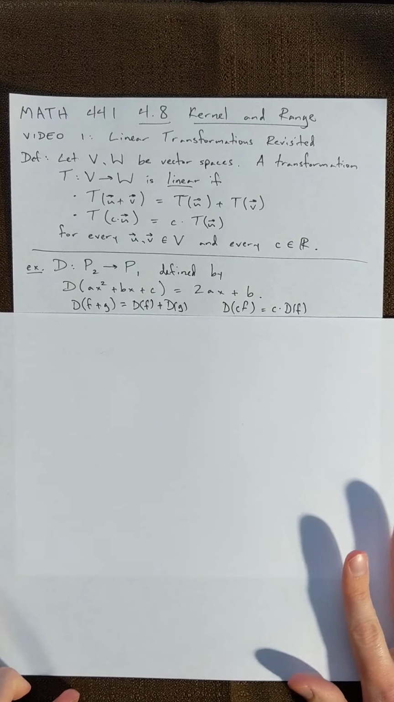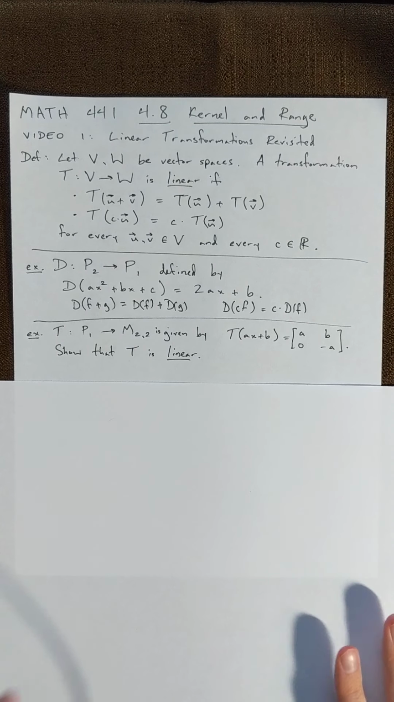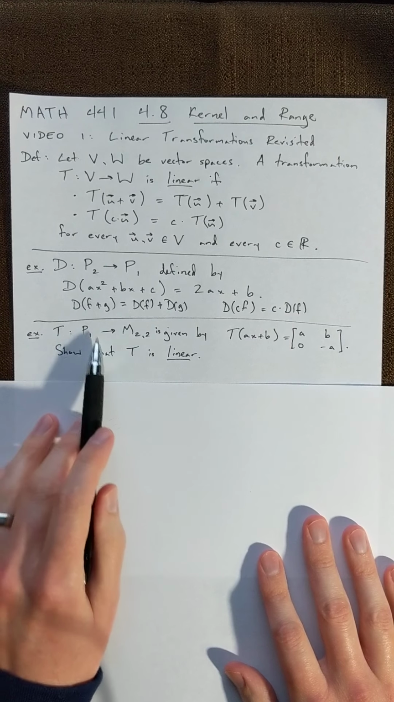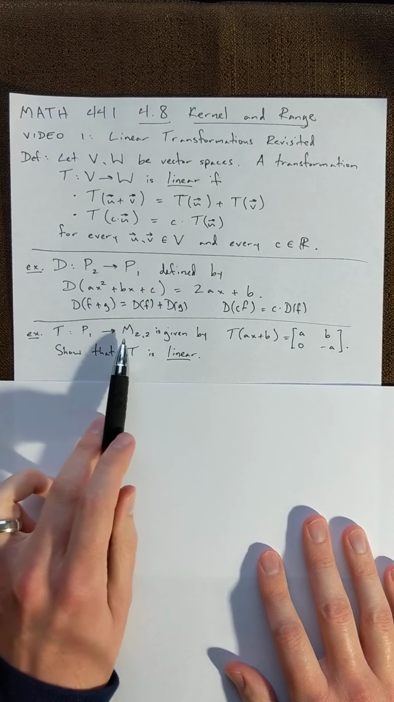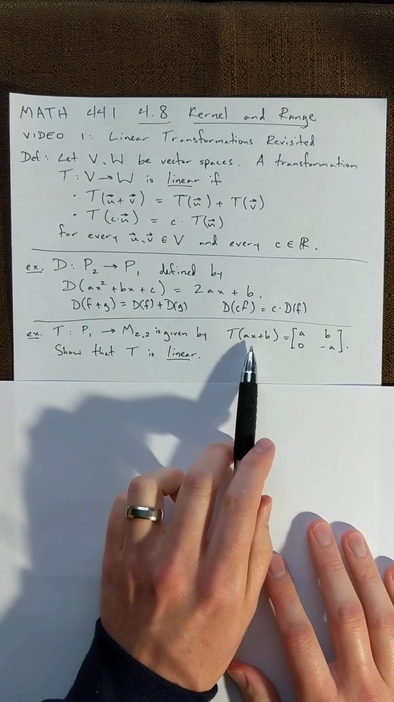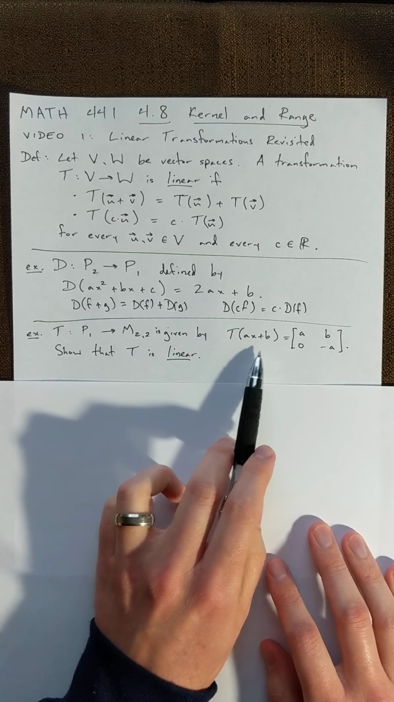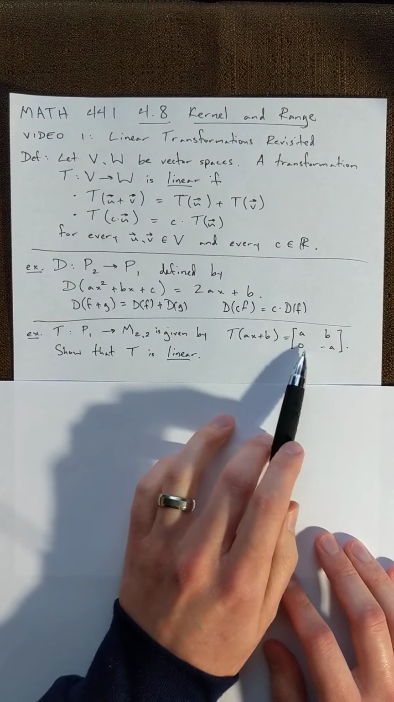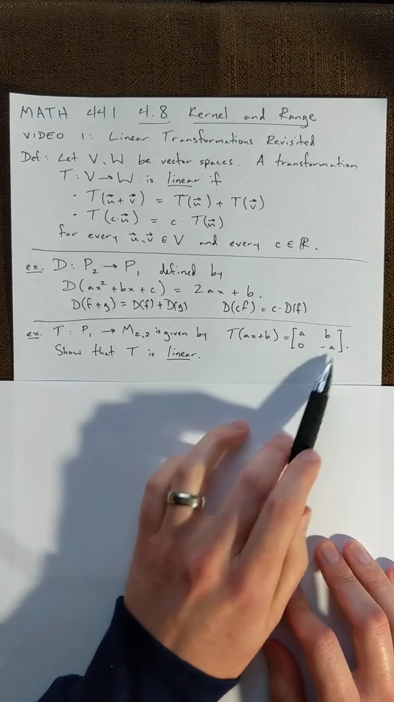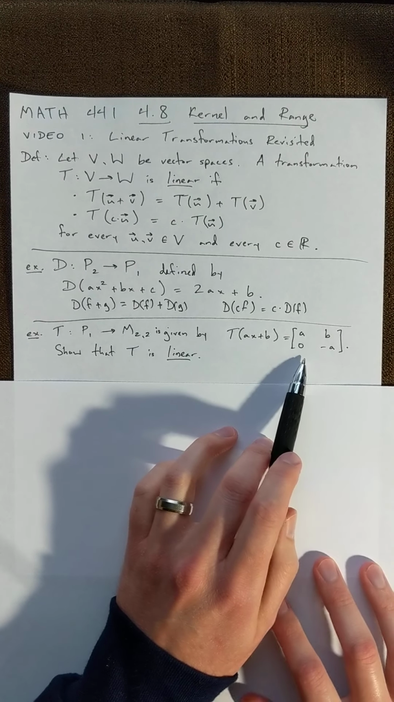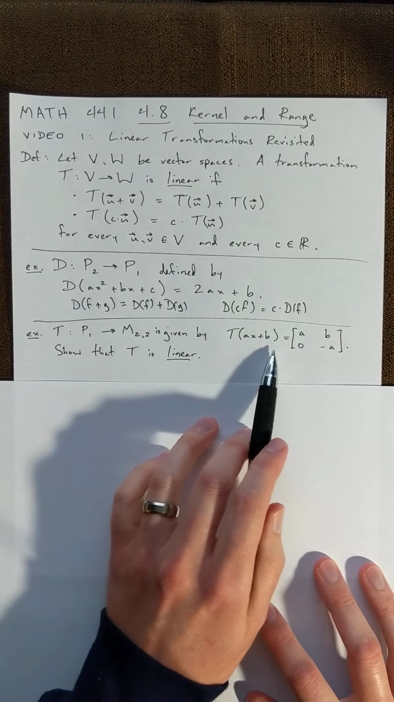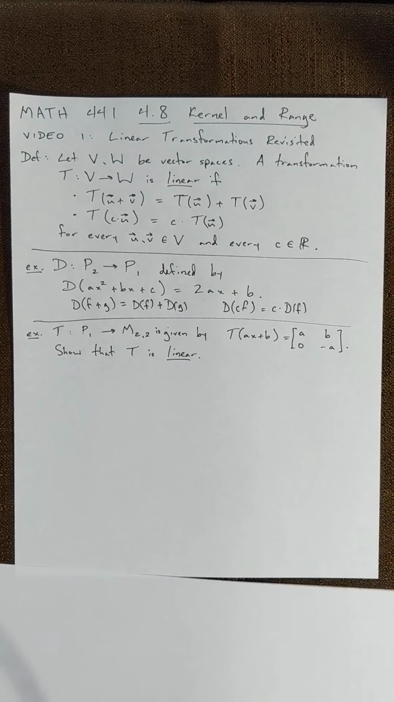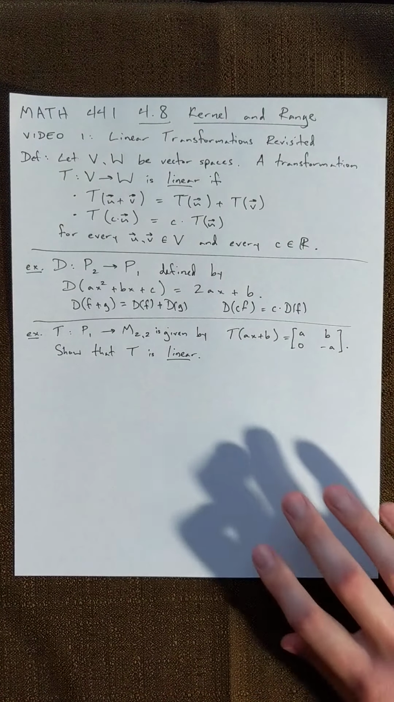But let's get to something new, something we haven't seen before. I'm going to define a new transformation that goes from a vector space of polynomials into a vector space of matrices. So T of ax plus b, which is a polynomial in P1, the polynomials of degree 1 or less, is getting mapped into a set of 2 by 2 matrices. So T of ax plus b is [a, b; 0, -a], and I want to try and show that that function T is a linear transformation.